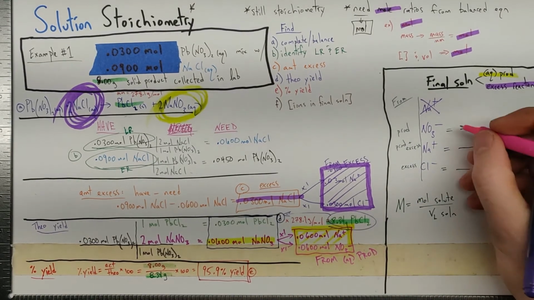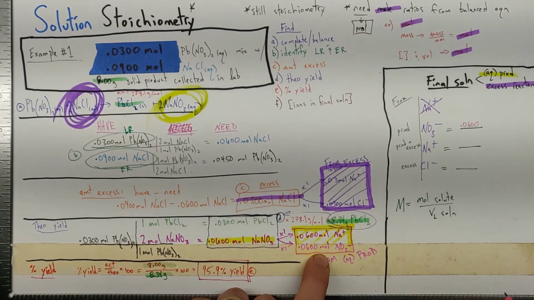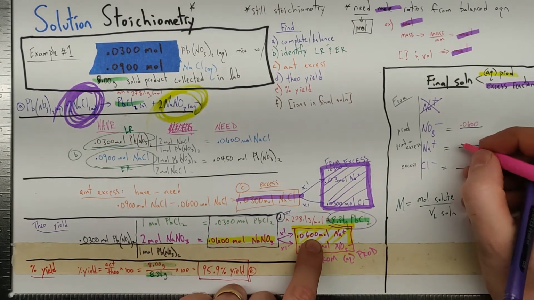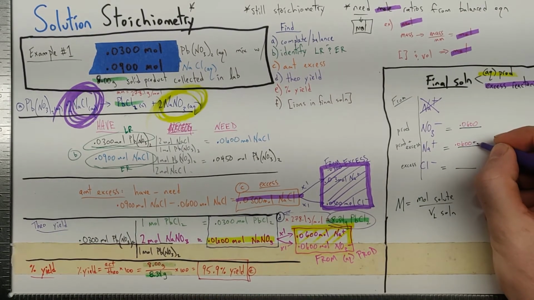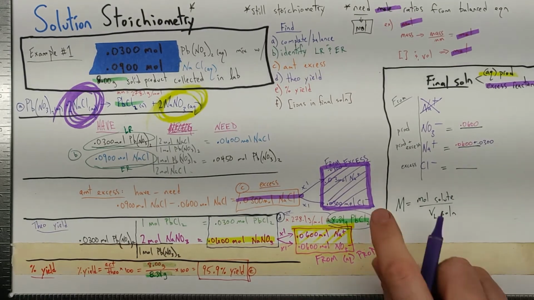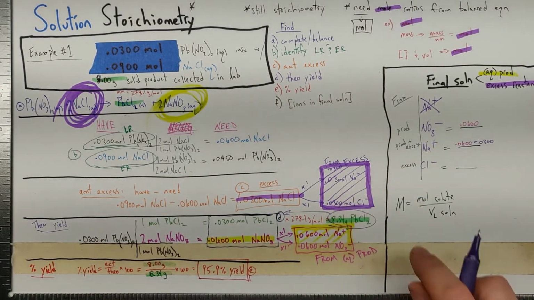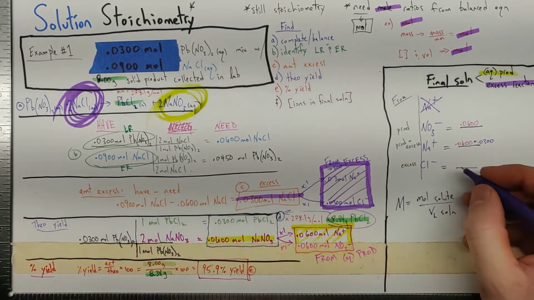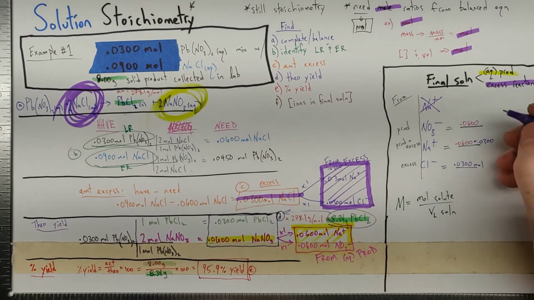So 0.0600, that is from right there. Sodium ions we get from the product 0.06, and we also have 0.0300 moles. From our product we had 0.06, and from our excess we had 0.03. For the chloride ions, from our excess we just had 0.0300 moles. All right, so all those numbers are moles.